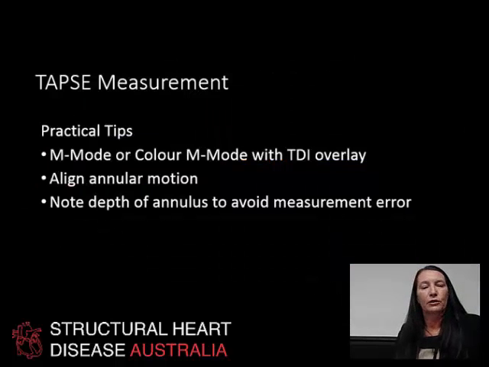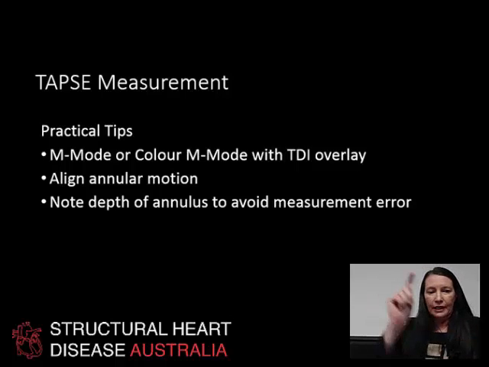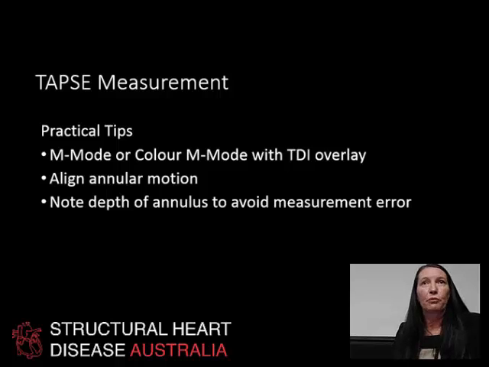What are the practical tips? You can use just simple M mode or overlay the colour M mode. You need to align the annular motion, and you also need to note the depth of the annulus to avoid measurement error. So those markers down the side of your 2D image actually help you when you're measuring the systolic excursion.